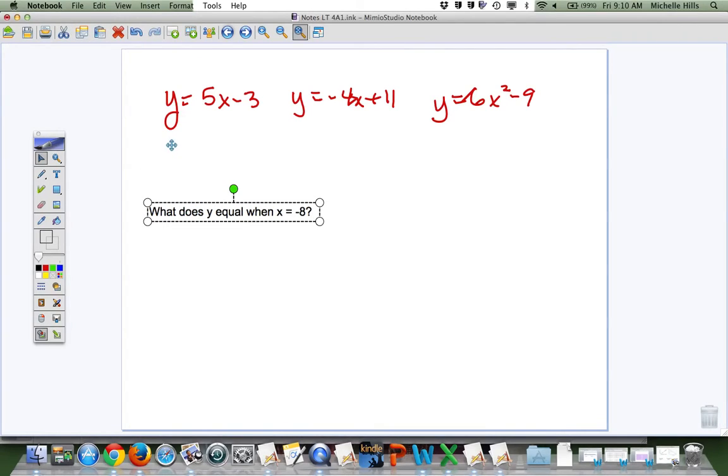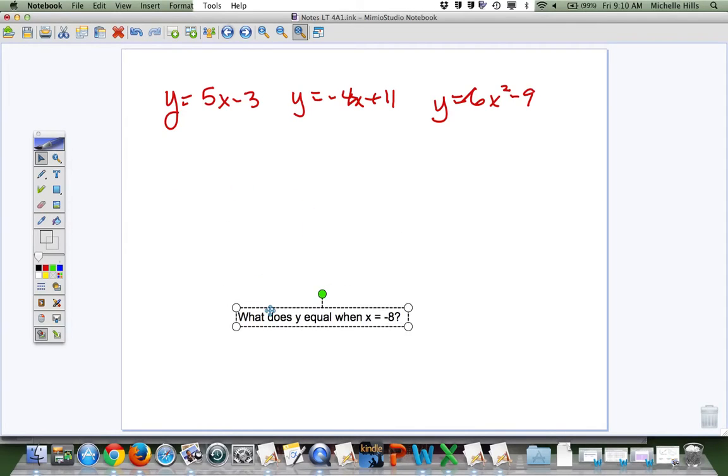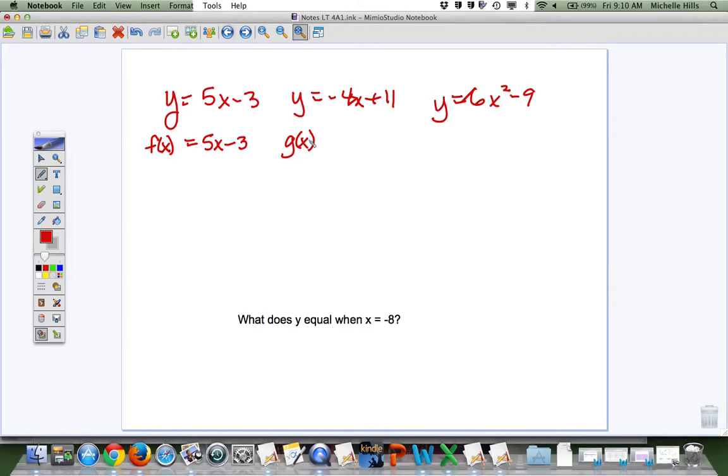So one of the reasons for function notation is because we might have multiple equations in the same problem. And so instead of writing y equals, they'll distinguish these. f of x, because y is a function of x, equals 5x minus 3. And since they've already used f, the next one might be g of x, which is just another way of writing y, equals negative 4x plus 11. And since I've used f and g, the next one might be h of x equals 6x squared minus 9.